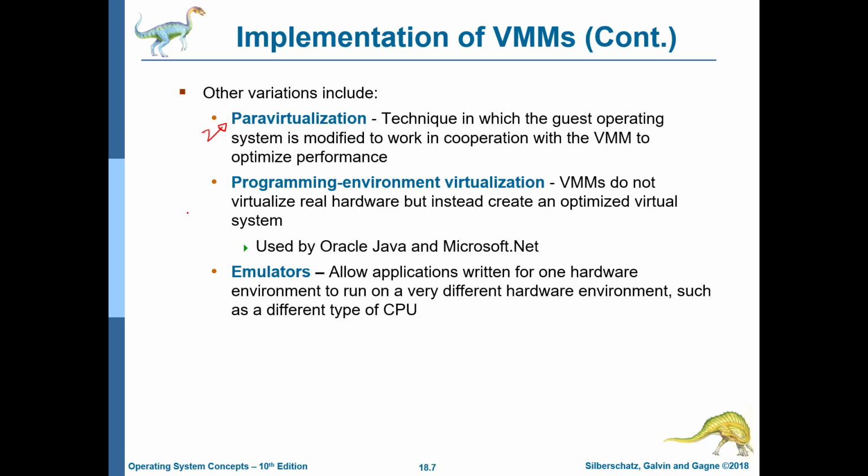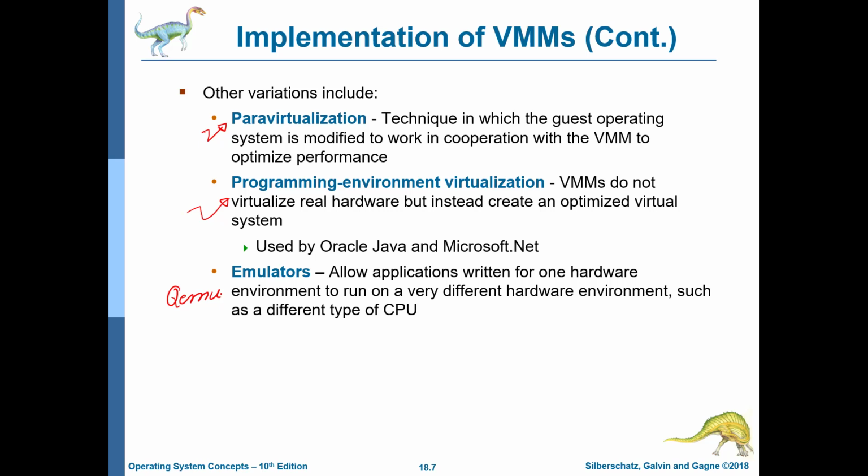We are all aware of Java virtual machines and Microsoft .NET virtual machines. They also provide a virtual environment to a program, but they are not virtualizing a full operating system and runtime; they are essentially virtualizing a single program. And then, of course, we have emulators, the most important being the QEMU emulator. They allow applications written for one kind of hardware environment to run on a very different kind of hardware environment. So let's say they allow applications written for x86 to run on ARM and so on, or vice versa.